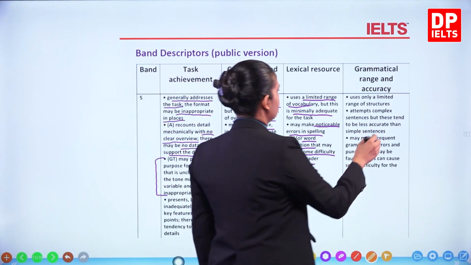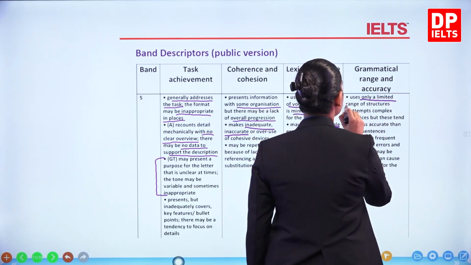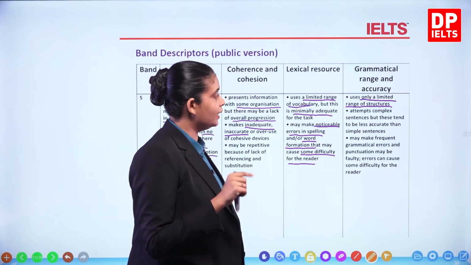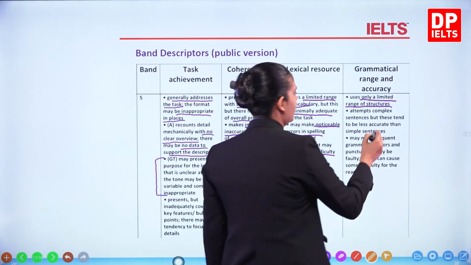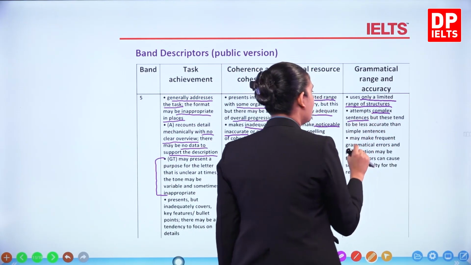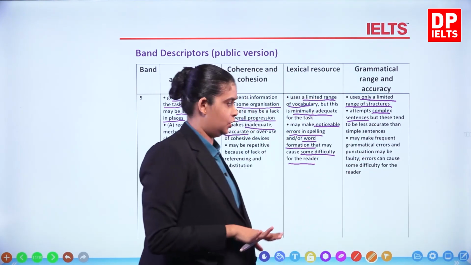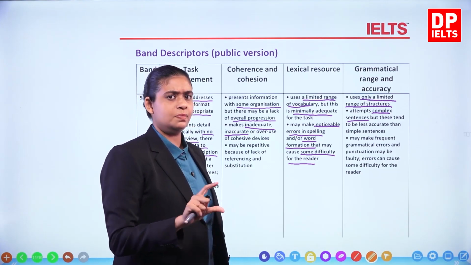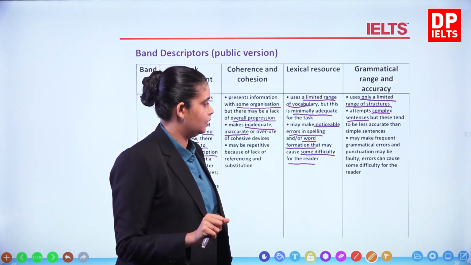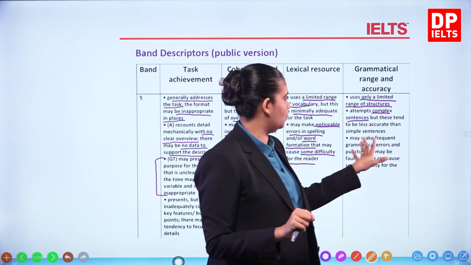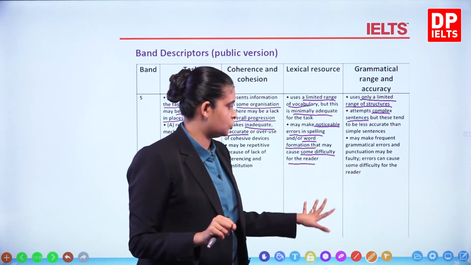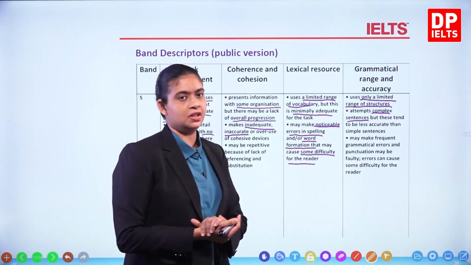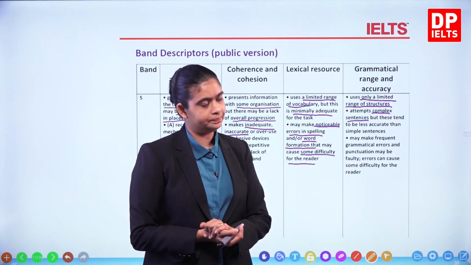When you come to the grammar, you use a limited range of structures. You attempt to use complex, right? But they are less accurate, okay, than the simple sentences. But simple sentences are fairly okay. Here you make frequent grammar errors and punctuation may be faulty and can cause some difficulty for the reader.